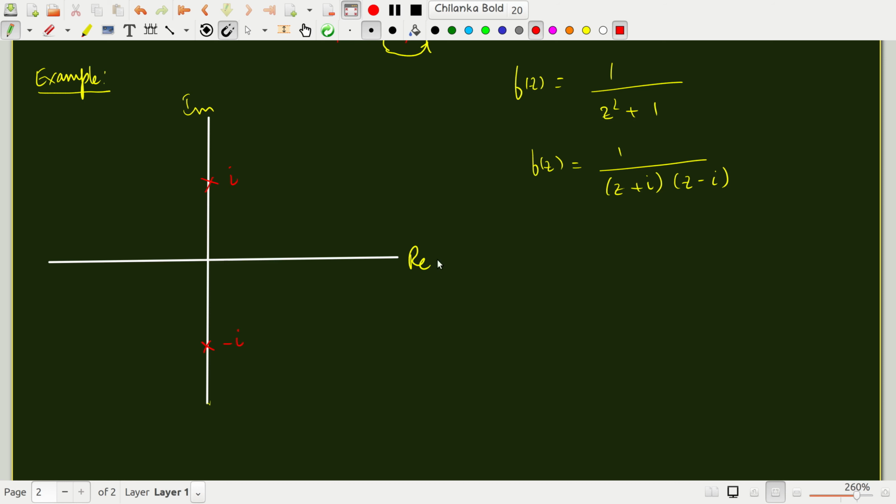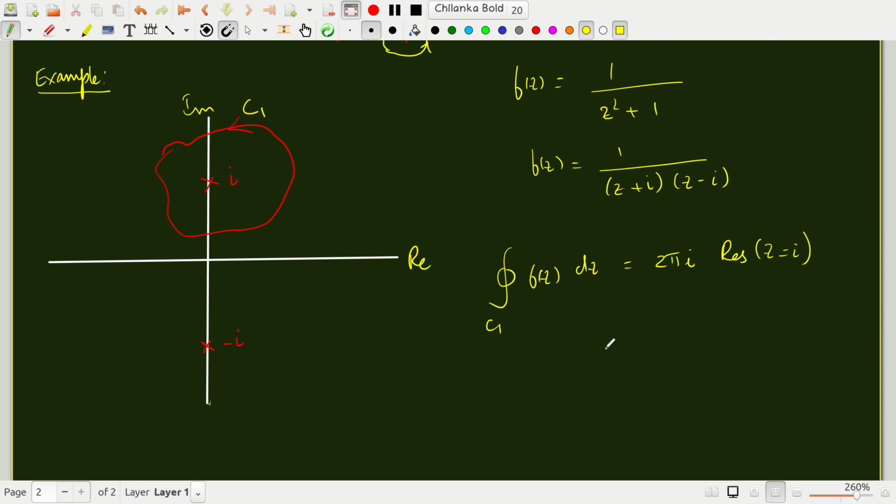Now if I were to take a contour about the top pole, what is the value of the contour integral of this function? Let's call this C1, about the top pole at z equal to i. What is the integral of f of z dz? From the residue theorem, it's 2 pi i times the sum of residues of the function at all the poles, but here we are encircling only one pole at z equal to i. So 2 pi i times the residue of the function at z equal to i.